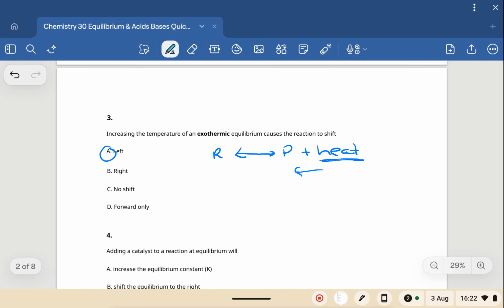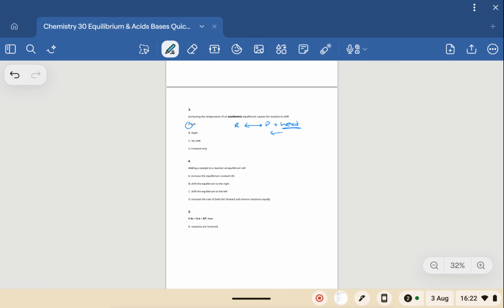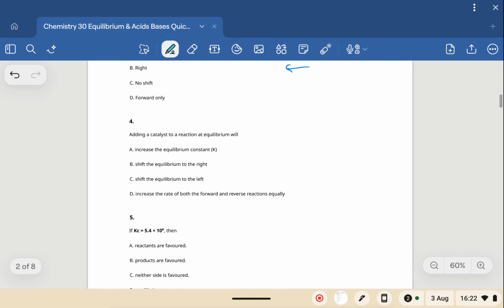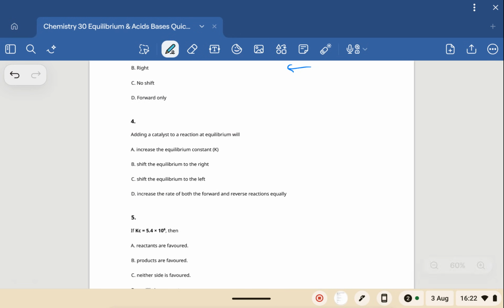Number 4, we are looking at what would happen if you add in a catalyst to the reaction. Catalysts do nothing to the equilibrium constant. It does not shift to the left or the right. All it does is increase the reaction rate. So it will get us to equilibrium faster. If we're in equilibrium, we're moving just faster between the reactants and products.